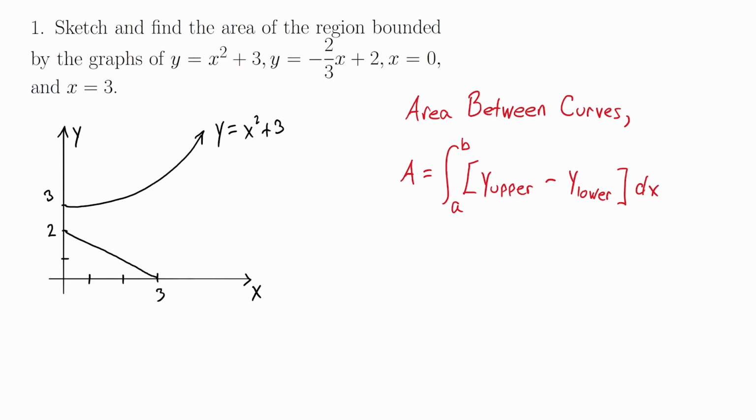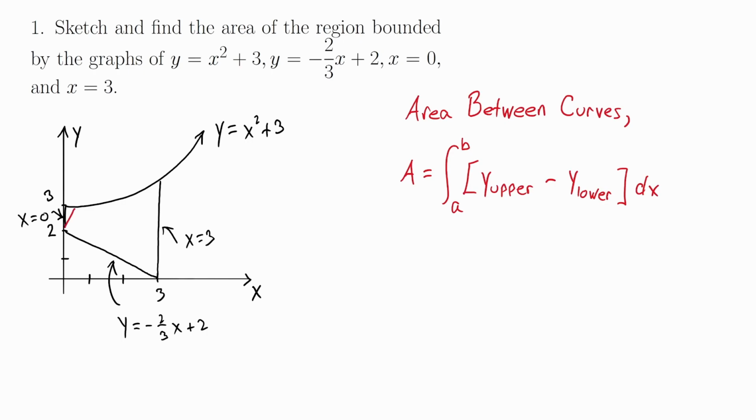All right, and the last two curves there, x equals 0 and x equals 3, those are equations of vertical lines. So we have that one right there, and that one right there. So let's label everything. We have this as x equals 3. We have that as x equals 0. And this curve on the bottom, negative 2/3 x plus 2.